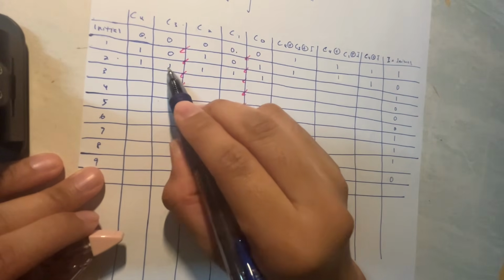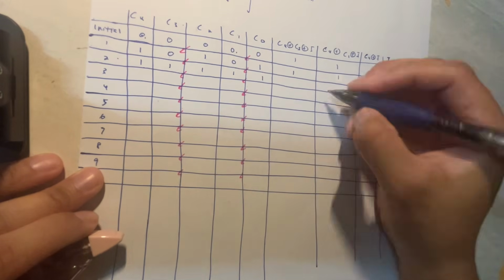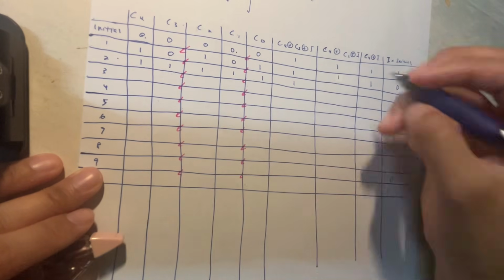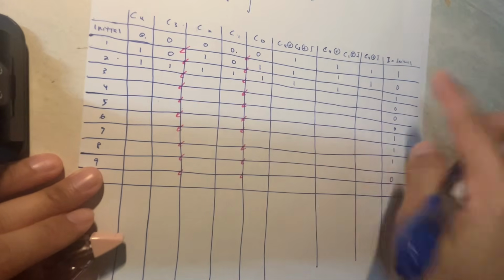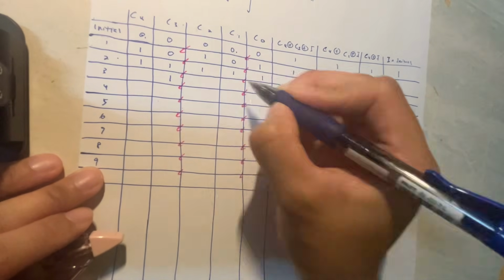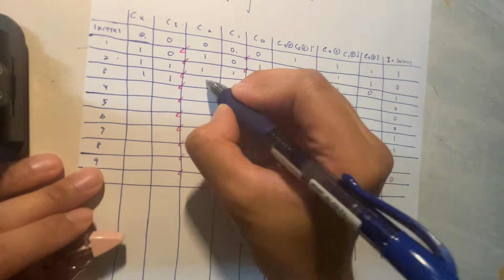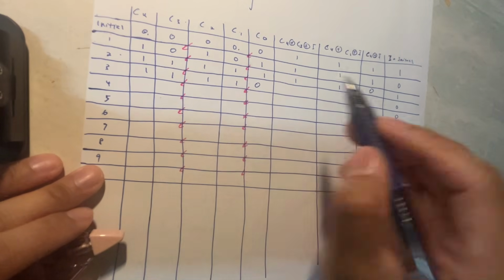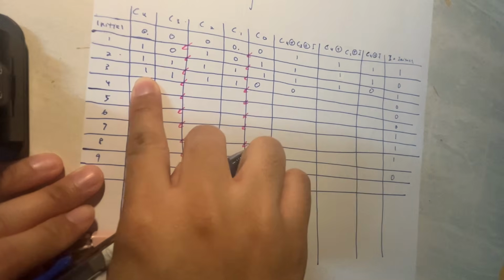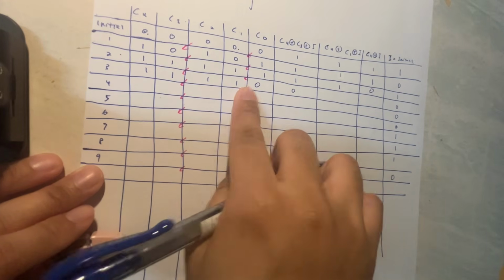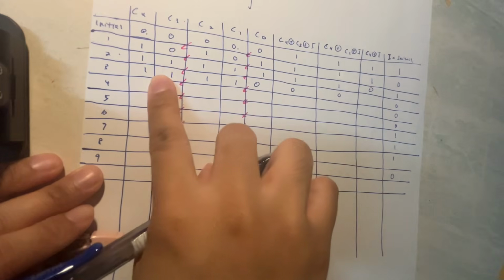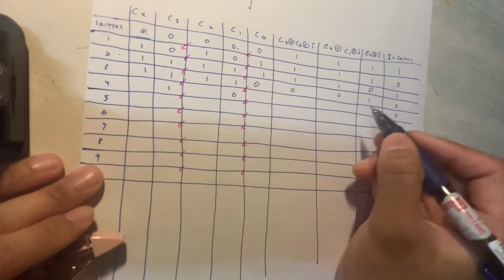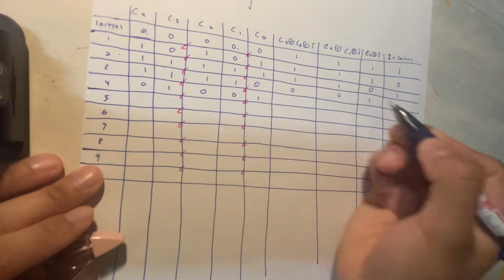C4, C3, 1, 1, 0, 0, 1, 1. C4, C1, 1, 1, 0, 0, 1 is 1. 1, 1 is 0. And then just put here 1, 1, 0, 1, 1, 0. C4, C3, 1, 1, 0, 0, 0 is 0. C4, C2, C4, C1, 1, 1 is 0, 0, 0 is 0. 1, 0 is 1. And then you just put 1, 0, 0, 0, 0, 0, 1, 0, 0, 1.